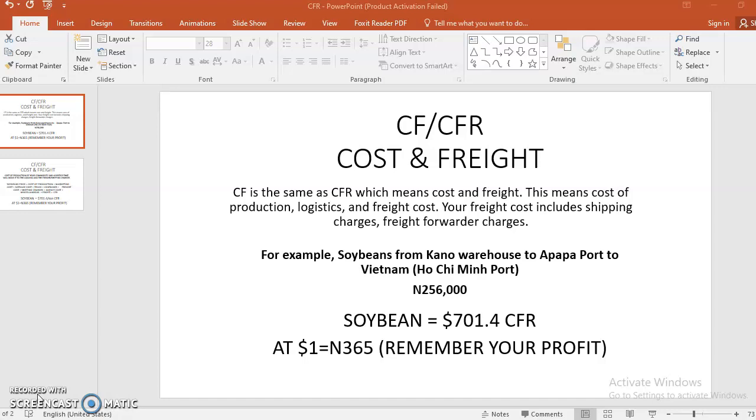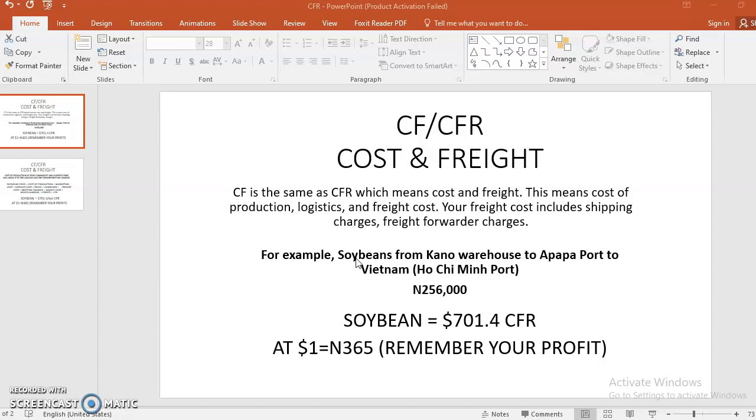But for this presentation, I used a dollar at 365 naira. Yes, I know it's 415 naira right now, but I just used it so you can do your adjustment whenever you are doing your own calculation. So in this case, the soybean price is $701.4 CFR.